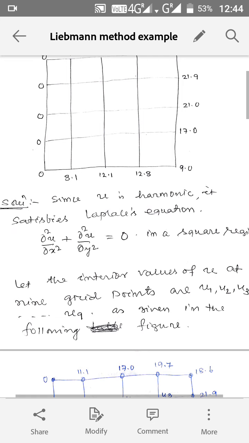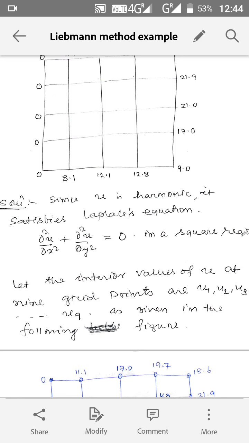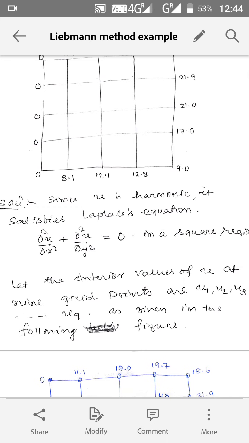Now let us solve the PDE with these boundary conditions. In the question you can see that u is given harmonic. Harmonic means it is a Laplace equation, and the Laplace equation is nothing but ∂²u/∂x² + ∂²u/∂y² = 0. Again, in the question it is given that in a square region you have to find the value of u. So we will consider h equal to k.